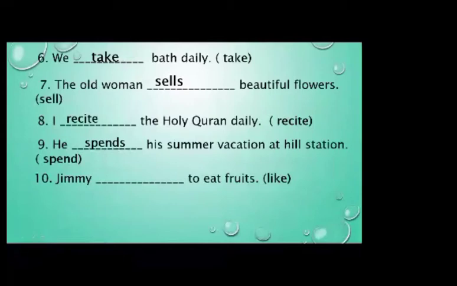Number 10, Jimmy dash to eat fruit. Jimmy, Aisha, you are giving me 2 answers. Insha, you are right. Aliza, you are right. Menhel, you are right. Fabiha, again, you are right, beta. Bariha, you are right. Jimmy likes to eat fruits.